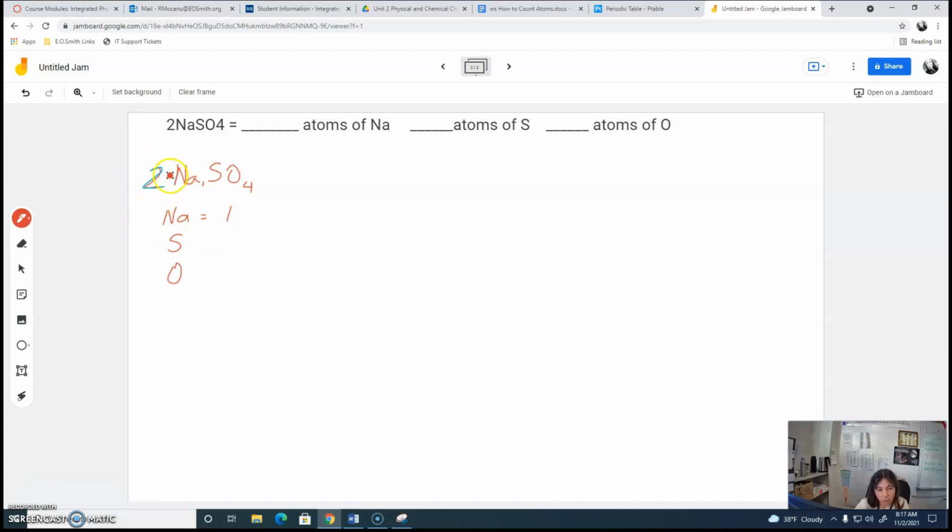I just said that that coefficient has to multiply. It multiplies everything that comes after it. So I need to apply it to the Na. So that gives me 2 atoms total.